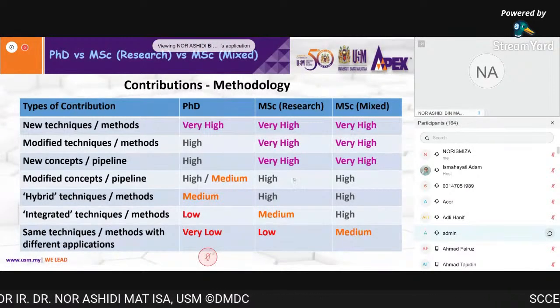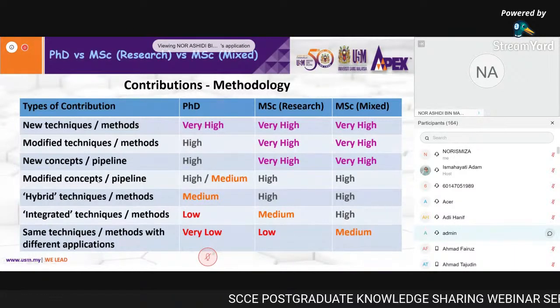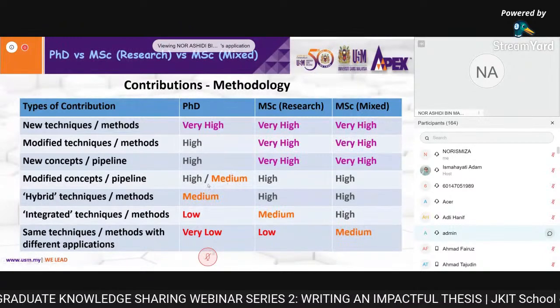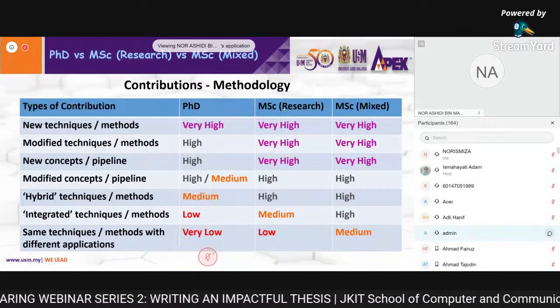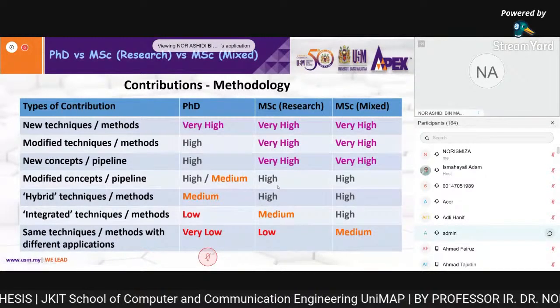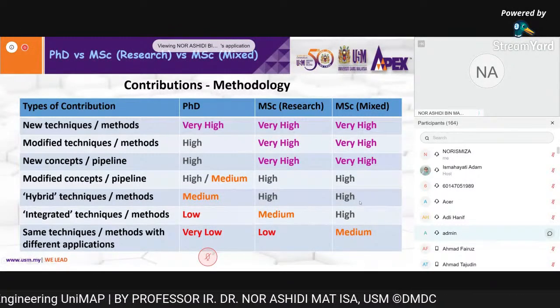And then the next one is the modified concept. Existing concept, you modify here and there. This one for the PhD is between high and medium, but for the MSc it is still high, because you are able to modify something. For MSc, this is very high.